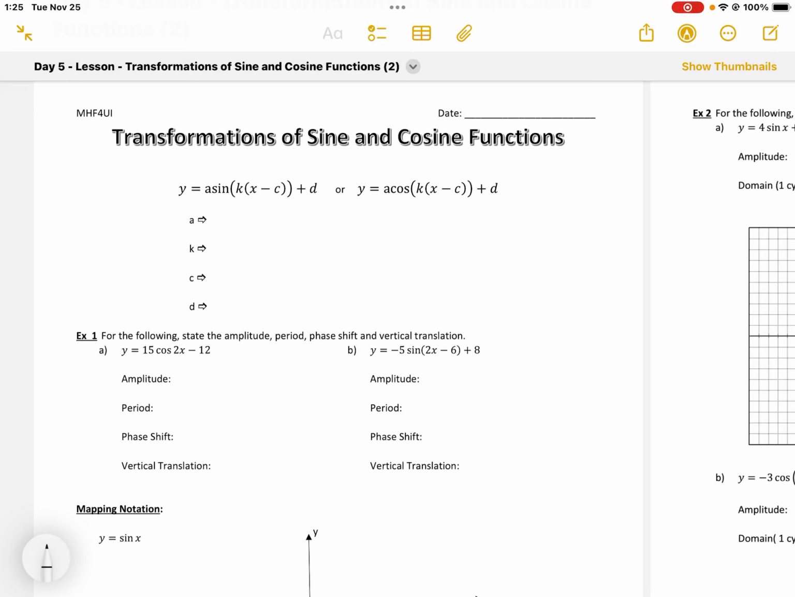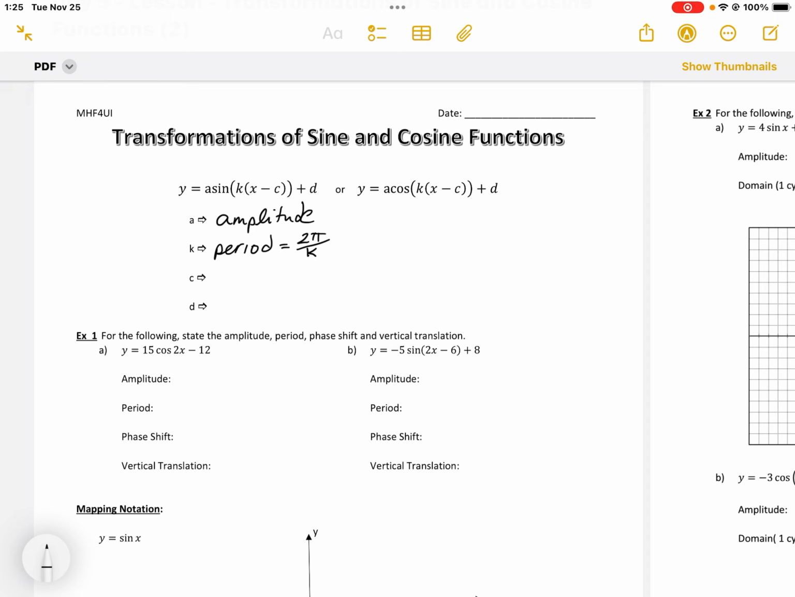This video goes over examples of graphing sine and cosine transformations. So A is our amplitude. K is related to the period using the equation 2 pi over K.